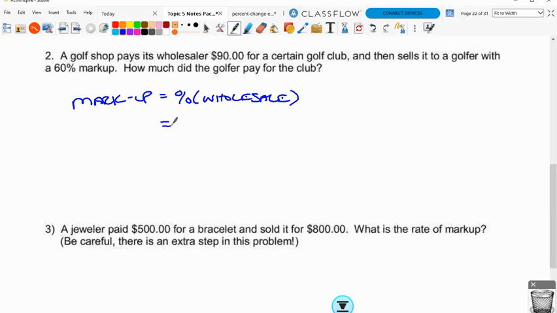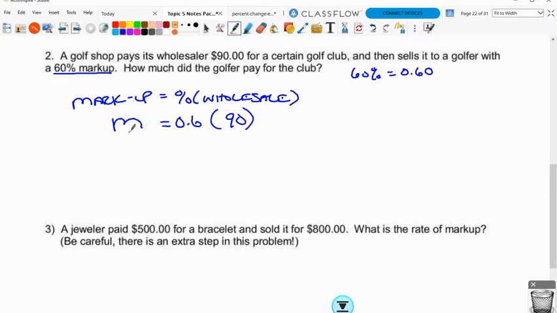They tell us that the golf shop uses a 60% markup. Convert that into a decimal first. 60% is equal to 6/10 or 60/100. I'm going to use 6/10. The golf shop paid the wholesaler $90 for the club, so that's how much the wholesale price is. All right, we have to figure out M, how much they are going to mark it up before they sell it to the people that want to buy the club.